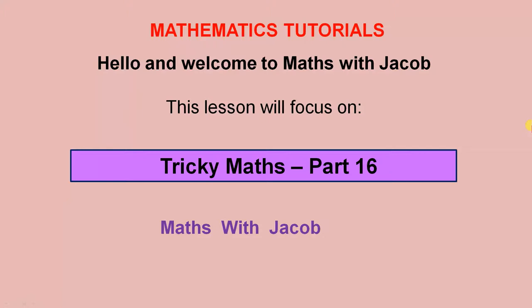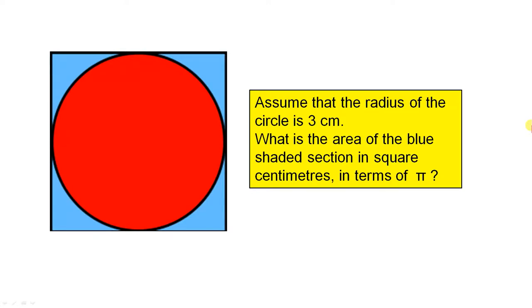This lesson will focus on Tricky Maths Part 16. Assume that the radius of the circle is 3 centimeters. What is the area of the blue shaded section in square centimeters in terms of pi?